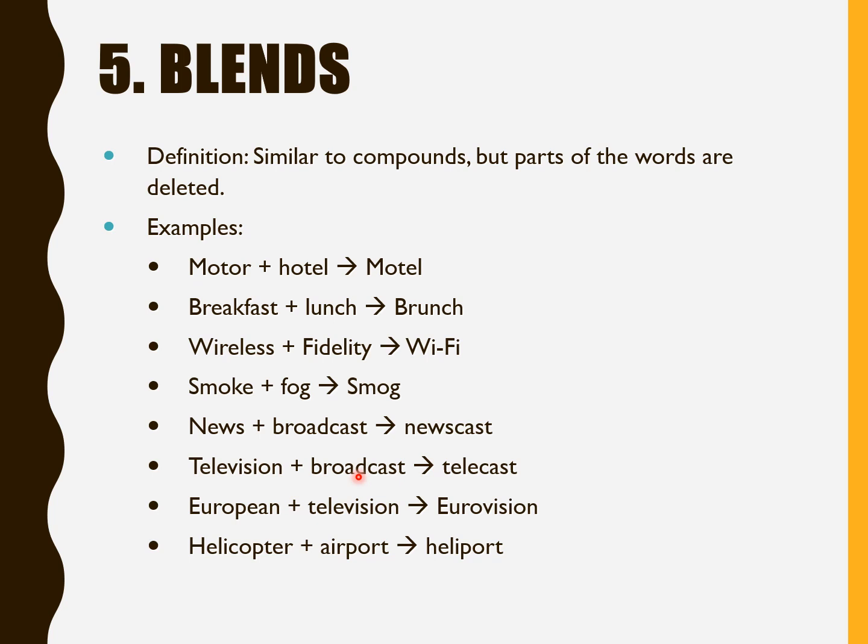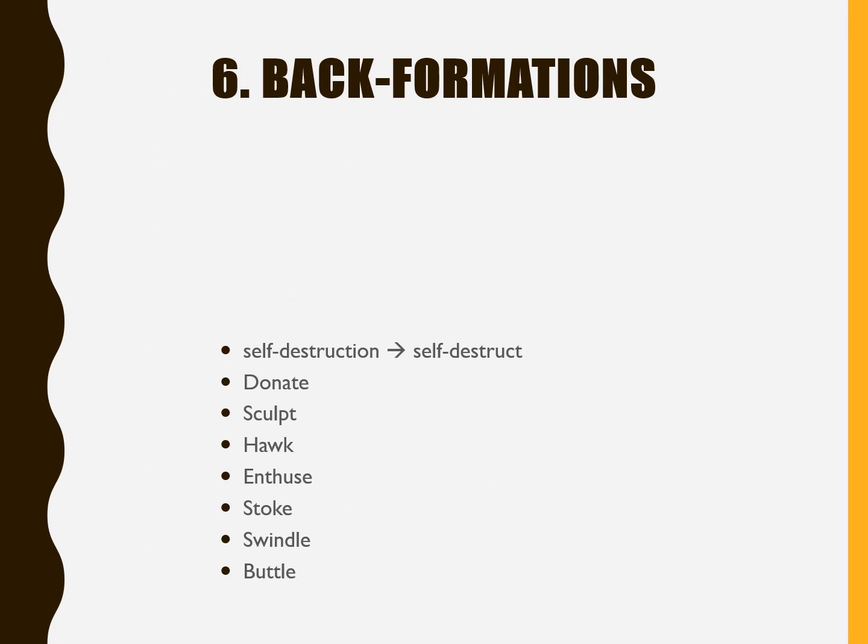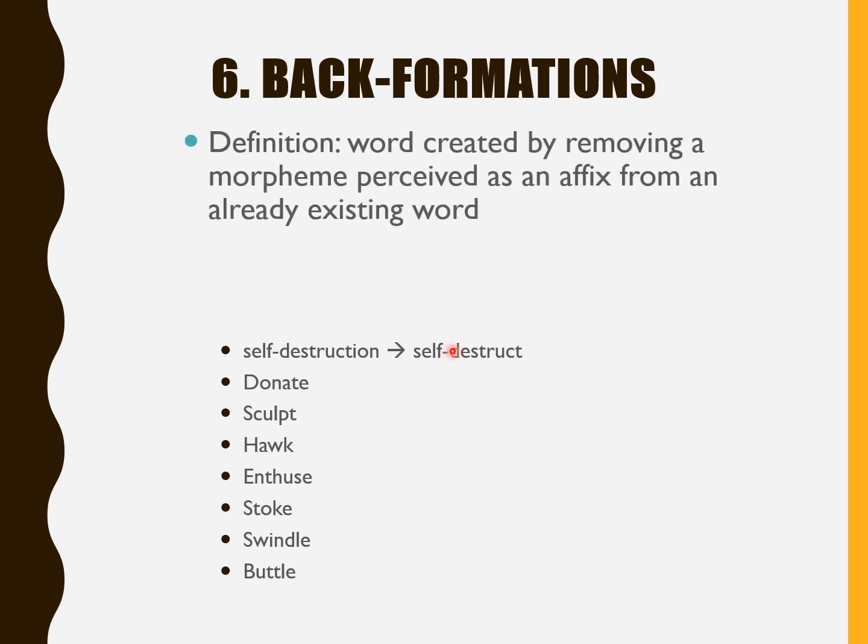But in blending, part of one word is stretched onto another word without any regard for where one morpheme ends and another begins. That's it for blending. Now let's move to the next page. Back formation. So we form words with back formation.